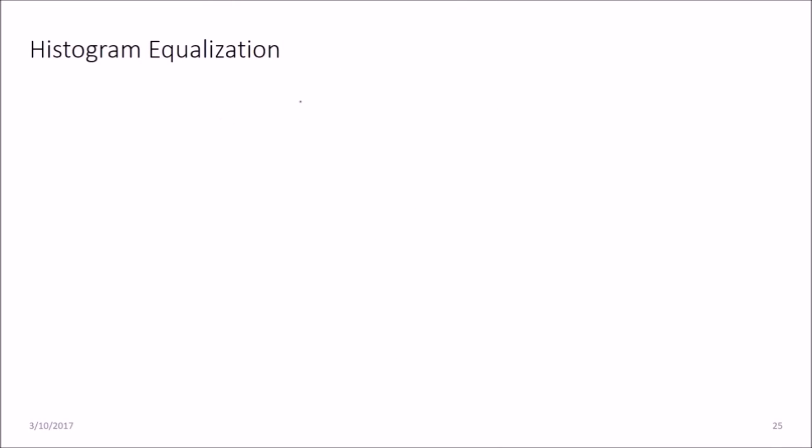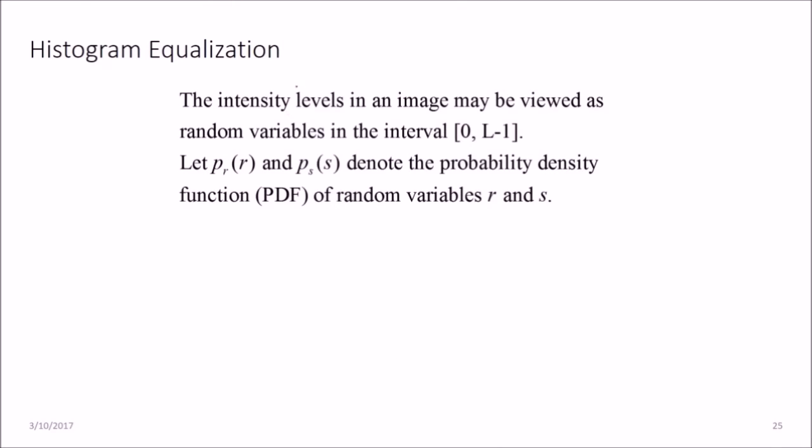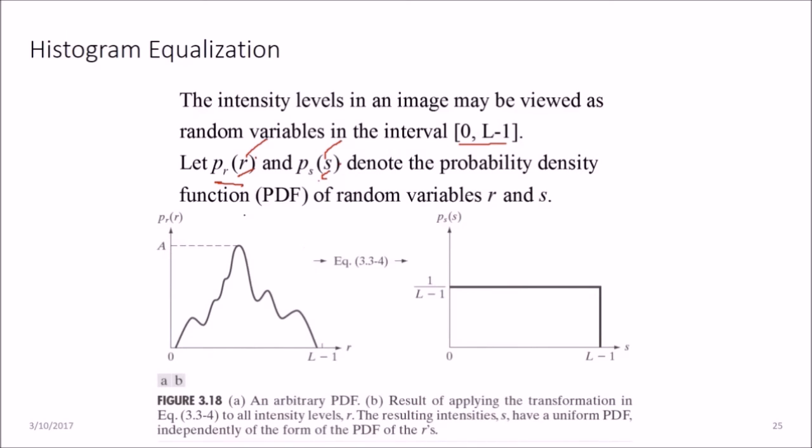Let us see the histogram equalization. What is histogram equalization? The intensity levels in an image may be viewed as random variables in the interval 0 to L minus 1. It can be anything. Okay, so let p_R(r) and p_S(s) denote the probability density functions of the random variables R and S.